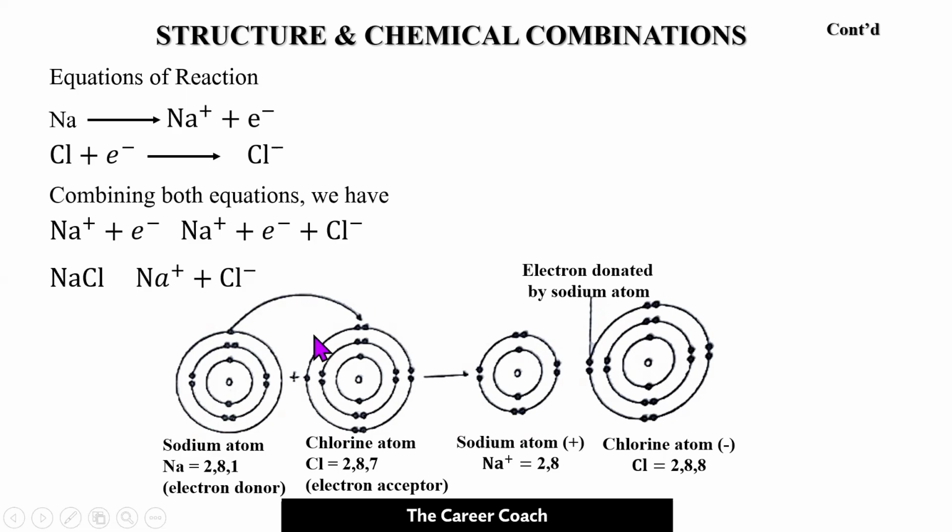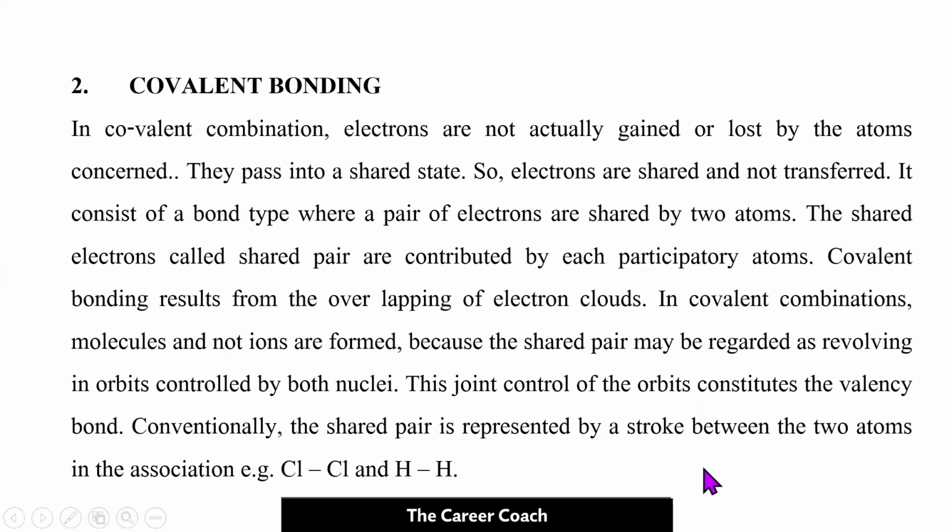Take a look at this diagram. This diagram illustrates the transfer of electrons. Sodium, which is 2-8-1, having 1 electron at the outermost shell, transfers this one to chlorine. Chlorine, having 7 at the outermost shell, receives this one and becomes 2-8-8, while sodium becomes 2-8. Both of them having 8 at the outer shell makes them stable.